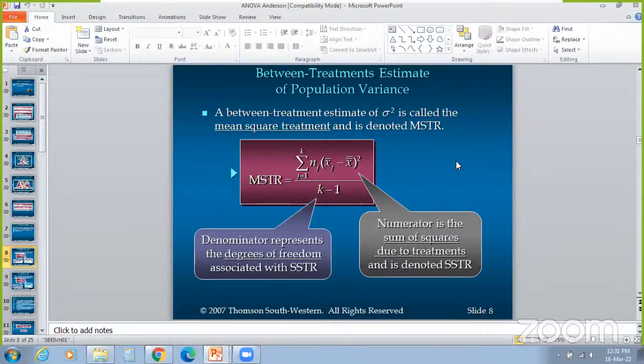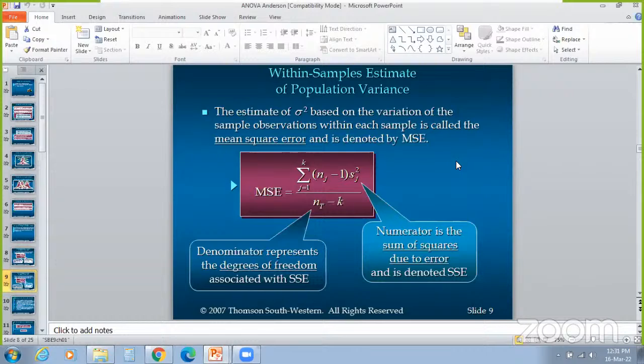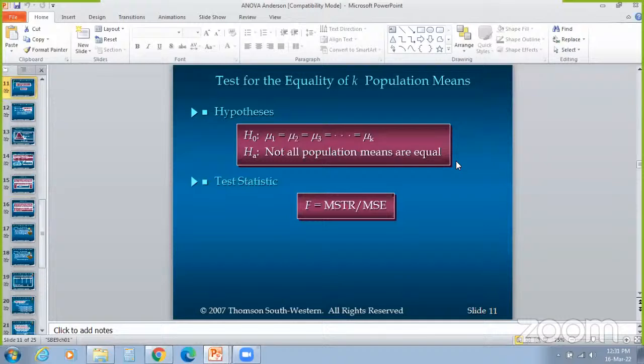Then how to calculate the between treatment and mean square treatment, and the within treatment and mean square error. The within treatment is also called error, because of the differences in the salaries within the group, and we have to take the mean of that. Finally, we compare these two. As I told you earlier, the F value is MSTR divided by MSE. MSTR means the mean of the between treatment variation, which should be divided by the mean squared error. That gives you an F value.